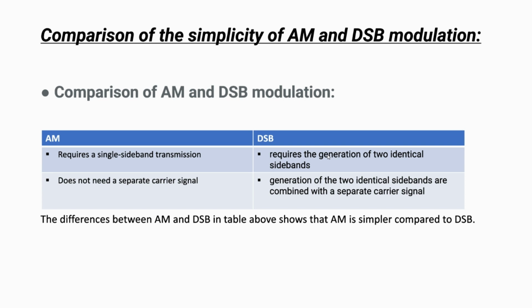Whereas in DSB, the carrier wave is suppressed, resulting in a signal that contains the upper and lower sidebands. In DSB modulation, both the upper and lower sidebands are transmitted, resulting in a signal that contains twice the information as an AM signal, as it has been generated from two identical sidebands combined with a separate carrier signal. This table shows that AM is simpler than DSB.